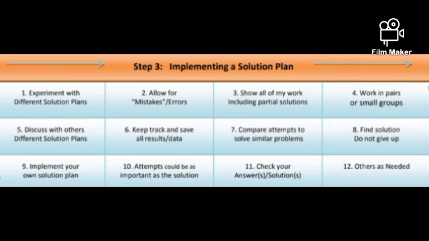And 11, check your answers, solutions. This is one way to check if the solution you obtain is a possible solution. A solution that should satisfy all the conditions given in the problem and should not violate the assumptions made in the solution.